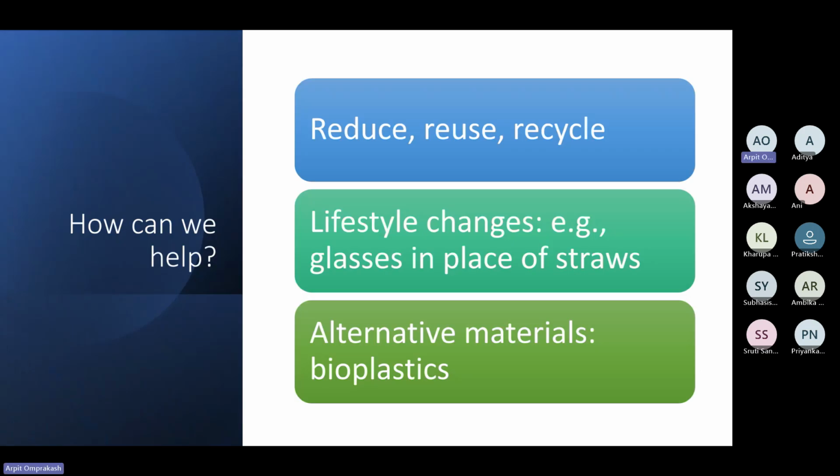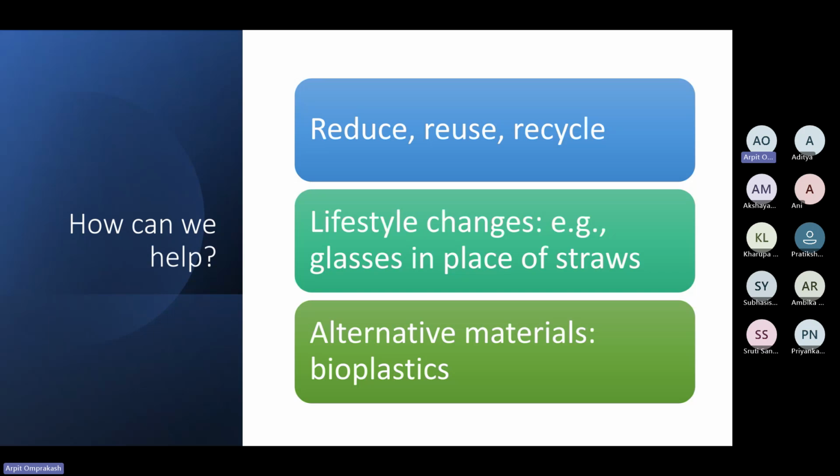So how can we help? What can we do? The first thing is the three R's, which is reduce, reuse, and recycle. So reduce buying plastic, reuse as much as possible. If you have a bottle, get a good bottle and use it again and again. Don't buy multiple bottles and throw them around. Recycle, even if you have to throw away plastic, make sure you recycle it and you do not burn it or dump it somewhere. Right.